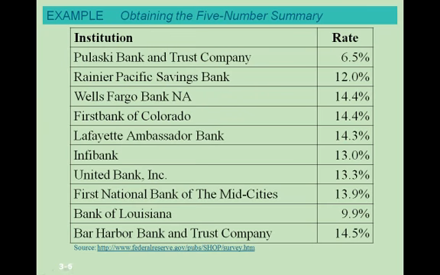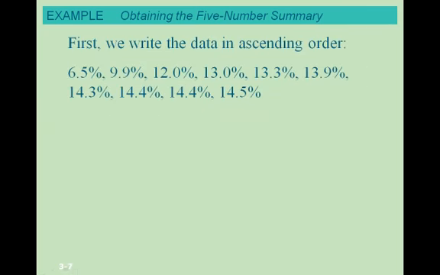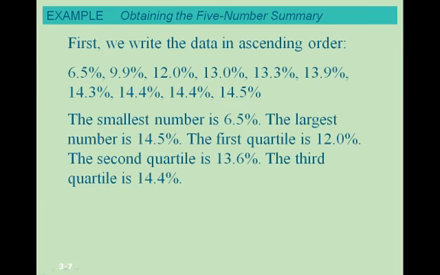So here we see our data with the interest rates. The first step, we want to write the data in ascending order. We see that the smallest number, or the minimum, is 6.5%. The largest number is 14.5%. Our first quartile is 12%. The second quartile is 13.6%.